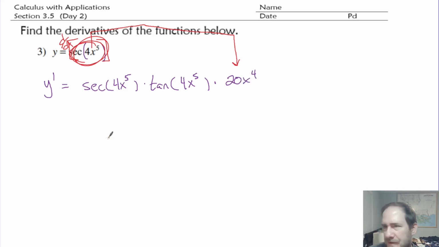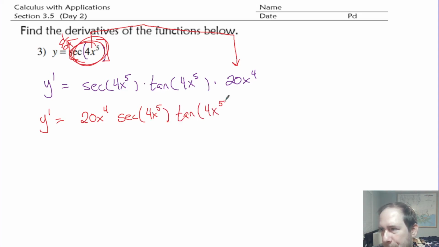And we can't really clean this up much, so we'll just say y prime. We'll bring the 20x to the 4th to the beginning like we've been doing. And then secant versus tan, it doesn't matter. You could put those in either order, but I'm going to go with secant 4x to the 5th, and then times the tangent of 4x to the 5th. And I'm going to leave these parentheses in place. I know the problem doesn't give parentheses, but we should probably get in the habit of always using parentheses so that we're never not sure about what we meant.